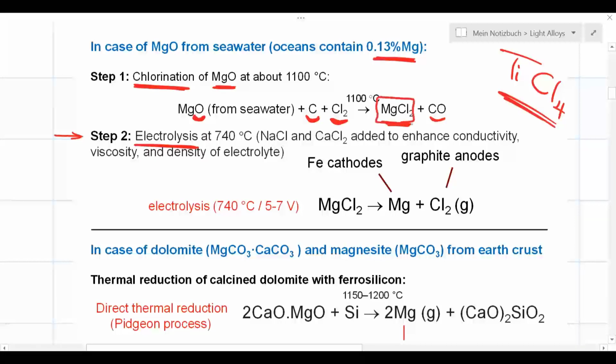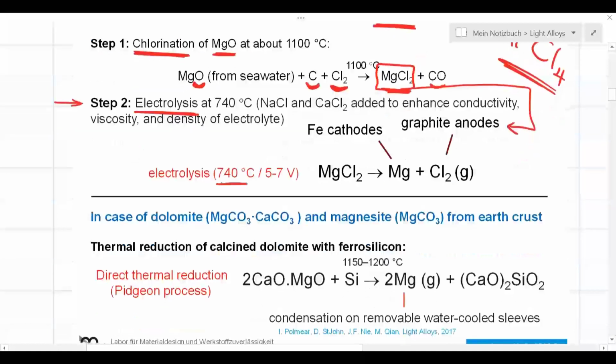So what we produce here will be used in the second step in an electrolytic cell, where we use temperatures like 740 degrees Celsius, very small voltage, in order to produce magnesium at the cathodes. Right, we are going to use cathodes. It is not out of graphite, like is the case with aluminum, but our anodes are again out of graphite, right? And there we are going to get chlorine, gaseous chlorine.